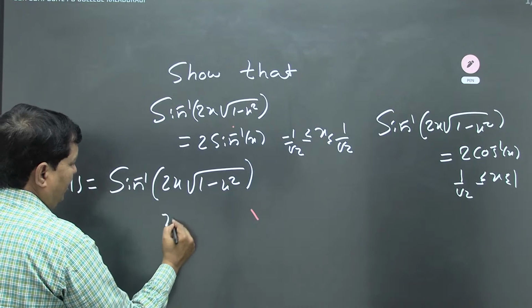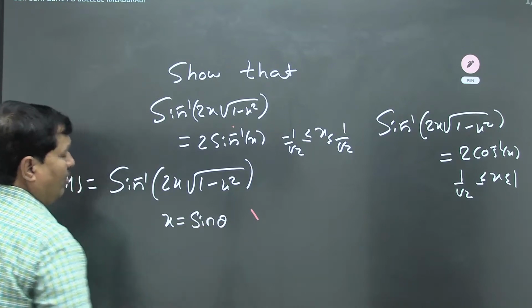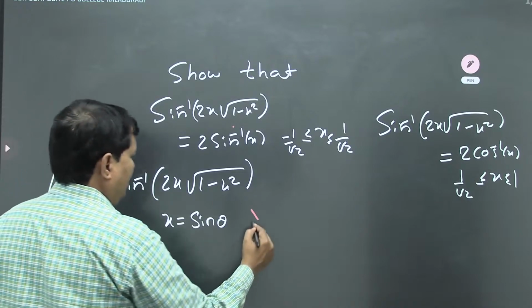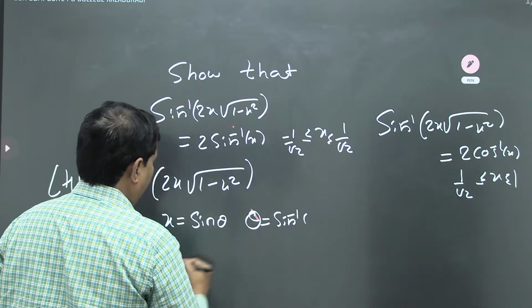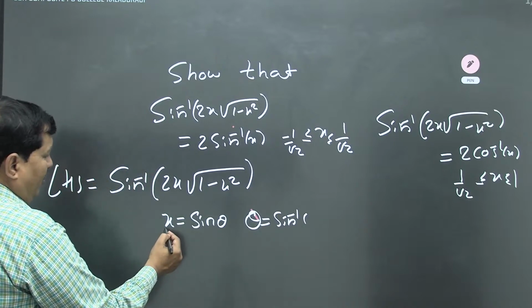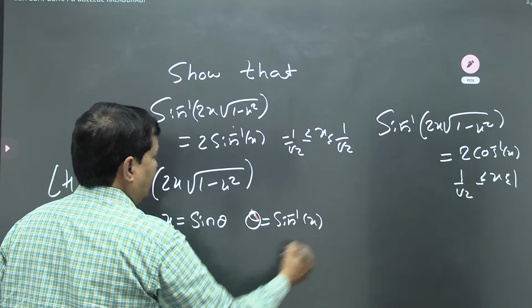See, put x equal to sine theta. Theta equal to what? Here only I want to simplify theta also, because the answer will come in the variable x. Lastly, you have to write the answer in terms of x.